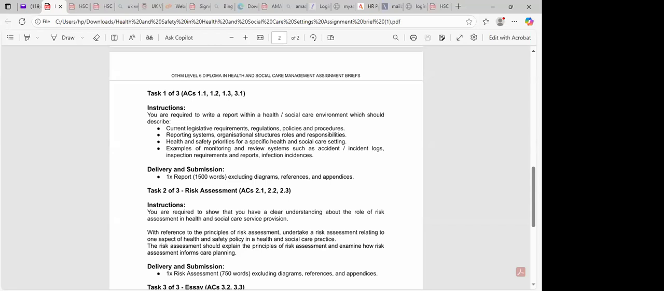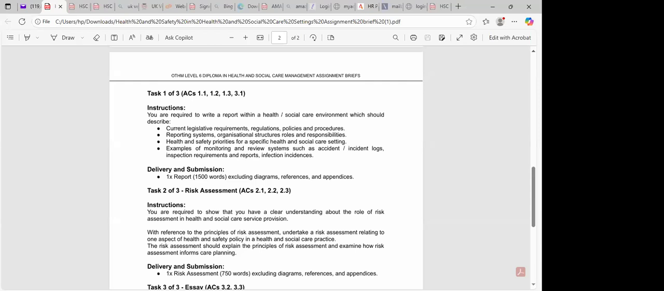So it says reporting systems, organizational structures, roles, and responsibilities. When we say organizational structures, we are talking about the chronological order, who is in charge: line manager, team leader, and all that, naming them. So that is the organizational structure and the responsibilities of each person in the structure. Obviously, if you have any concern about food, then you have to talk to the kitchen staff, isn't it?